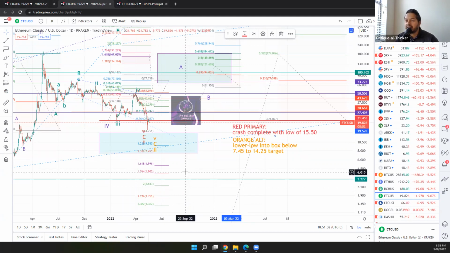So again, my message is always don't panic sell, don't panic buy. We're close to the bottom and the top. If you've been holding through this whole correction, probably better just to hold.